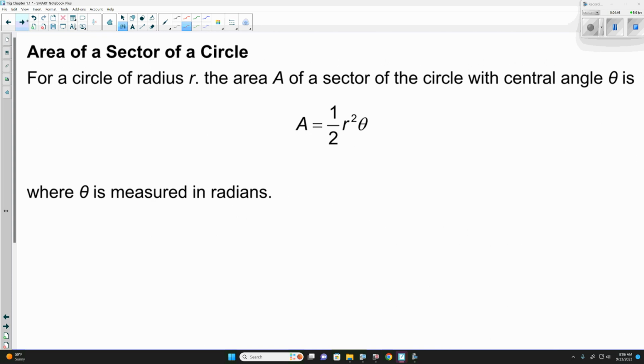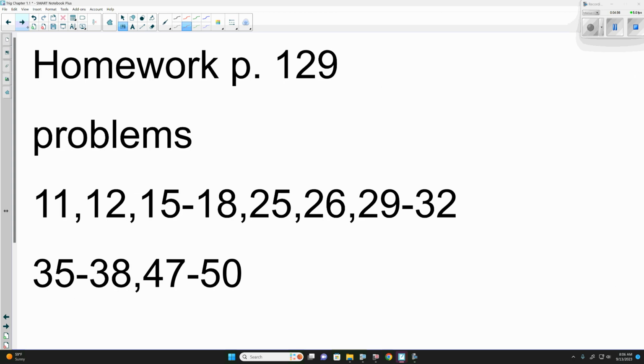Area of a circle. Area is equal to 1/2 radius squared theta. But that's really it. We're not going to focus too much on angular and linear projections.